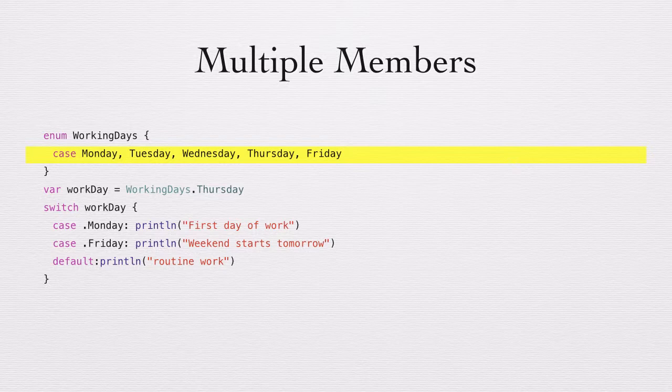It is possible to define multiple members in a single case of an enumeration. Here we define an enumeration called working days that contains only one case with 5 different member values. We use these member values in assignments as before, and use the switch statement to print different messages depending on the current value of workday variable.